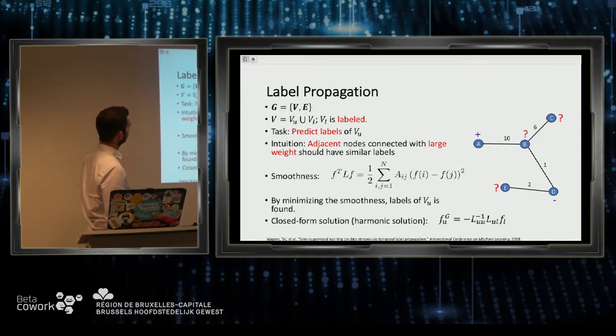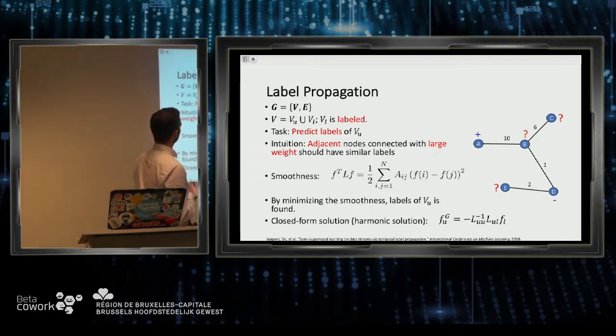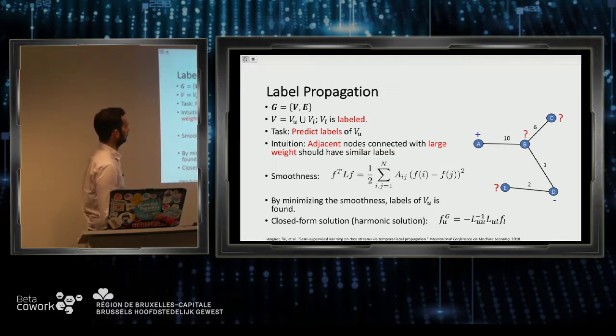The union between these two disjoint sets gives you all the available nodes, obviously. This is the set of labeled nodes, and this is the set of unlabeled nodes. And the two sets together give you all the nodes, right? And then the task is, of course, you have the labels for this set of labeled nodes.